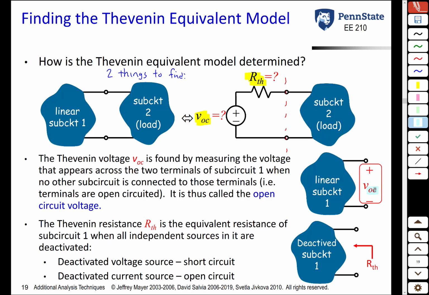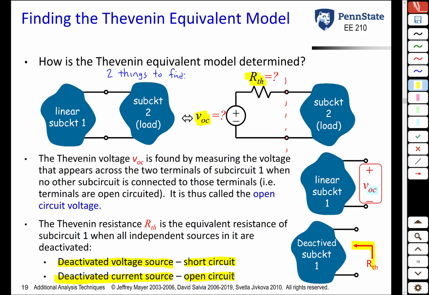The way you find R Thevenin, you take the subcircuit that you're trying to model and you deactivate all the sources and you measure the resistance looking into those terminals. And that resistance is going to be R Thevenin. And remembering when we talked about superposition, deactivating a voltage source means what? You short circuit it. And deactivating a current source means what? You open circuit it. Finding VOC is typically very simple.